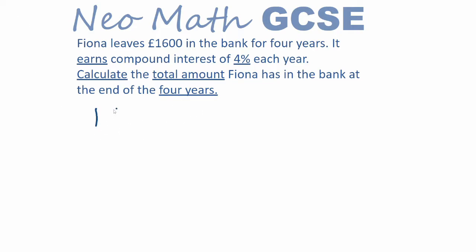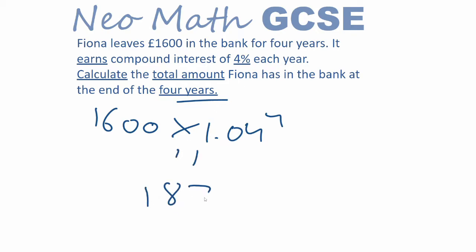And all that means is 1,600 times your multiplier, so 1.04. And then we're going to do that to the power of 4, as you have 4 years. And just type that out in your calculator, 1,600 times 1.04 to the power of 4. And you should have gotten 1,871.77. You don't have to put any more decimal places. That will round it up because we're working with money here.